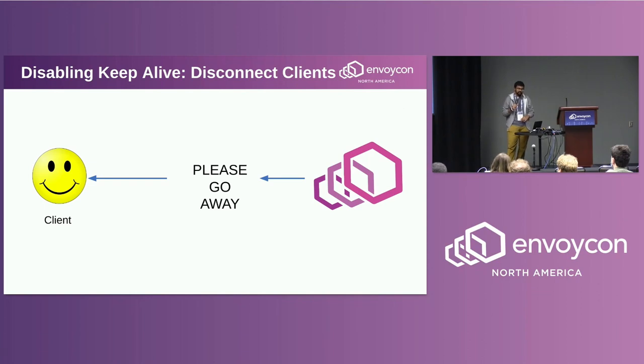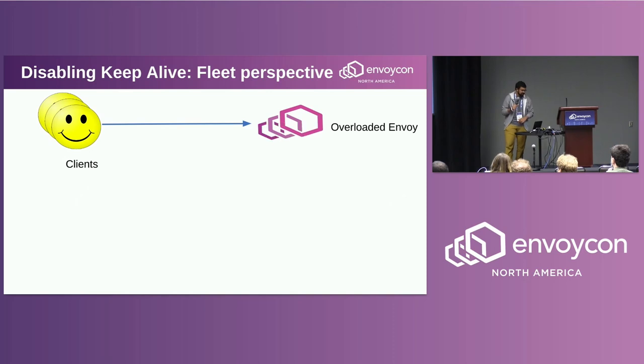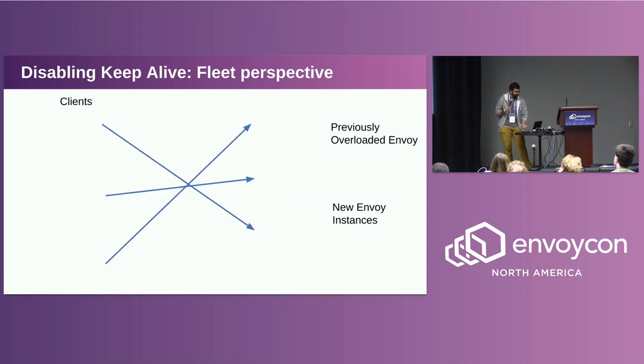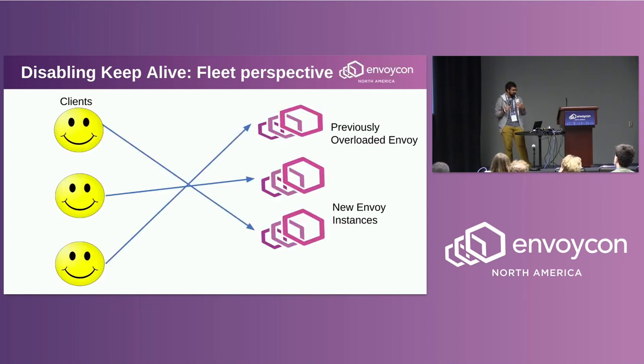Envoy has the ability to tell clients to disconnect. This is particularly important in fleet-wide uses. So for example, in this given case, there's one Envoy that has many clients, and that Envoy is overloaded. And as such, we might spin up some new instances. Well, these instances aren't doing anything helpful right now because the clients are still on the overloaded Envoy, and they're having a lousy experience. Well, if the Envoy can tell the clients to disconnect, that gives us another opportunity to better redistribute the clients and utilize our fleet.